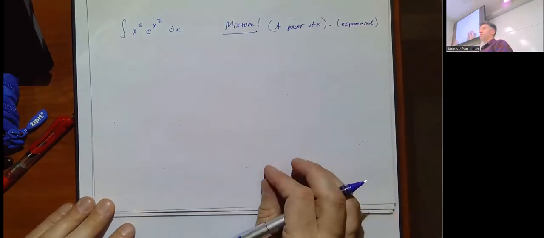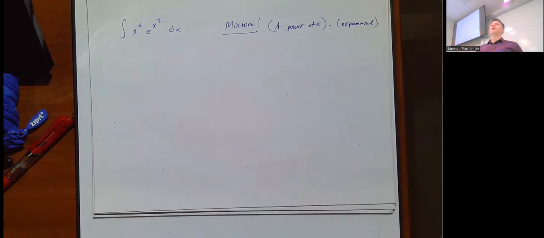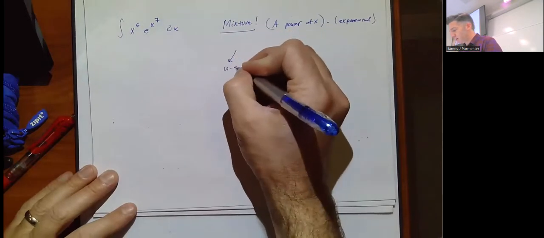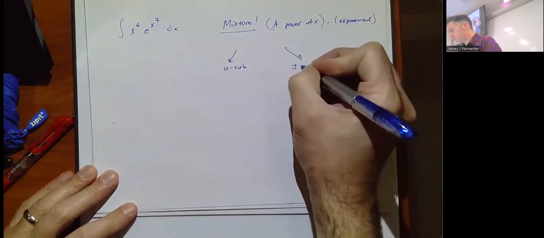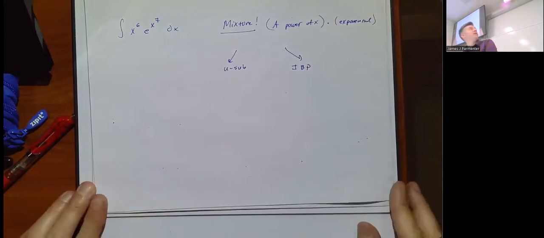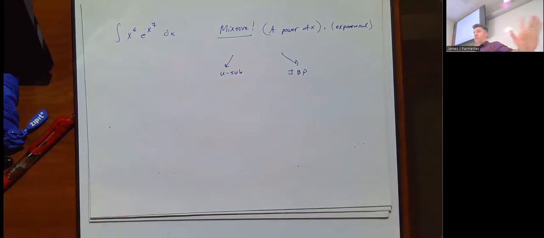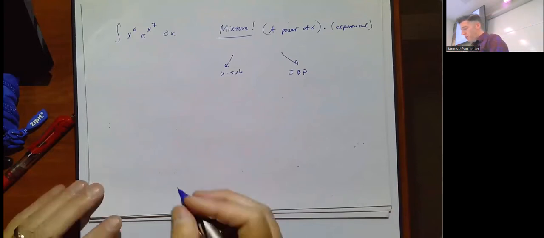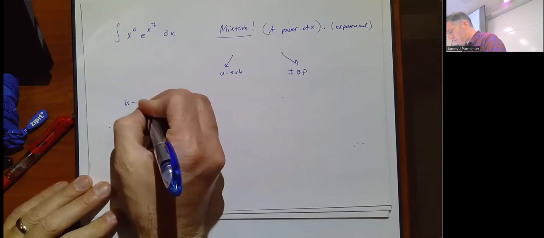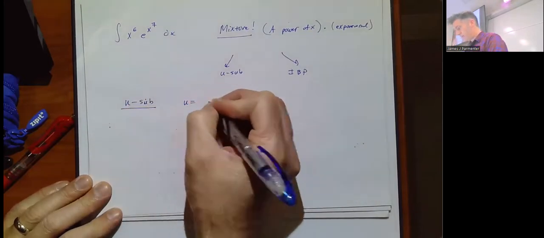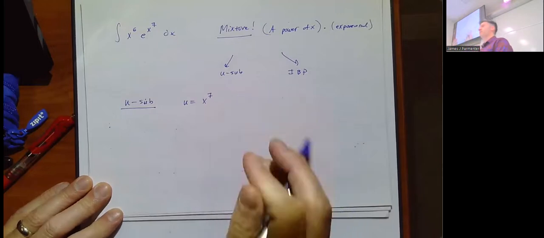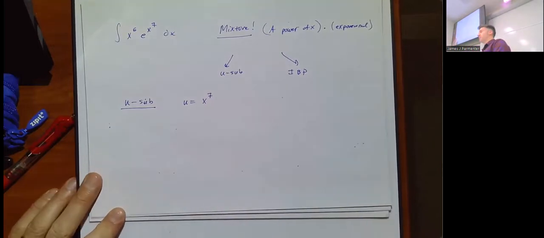And so when I see a mixture, I'm really boiling it down. Now, there could be other ways to go, but 99 times out of 100, especially in this class, if you've got a mixture, it's either going to be u sub or integration by parts. And typically straightforward u sub is the easier thing to do, so I'm always going to try the u sub first. So a plausible choice for u is x to the 7th, for all the usual reasons we like to pick u.